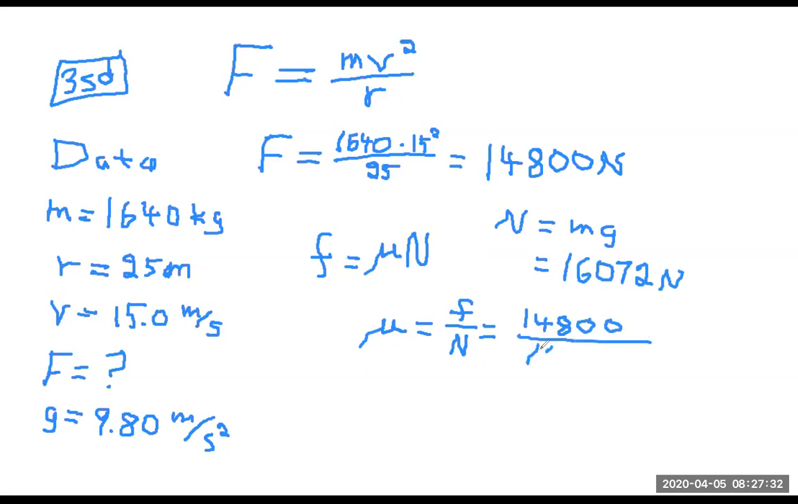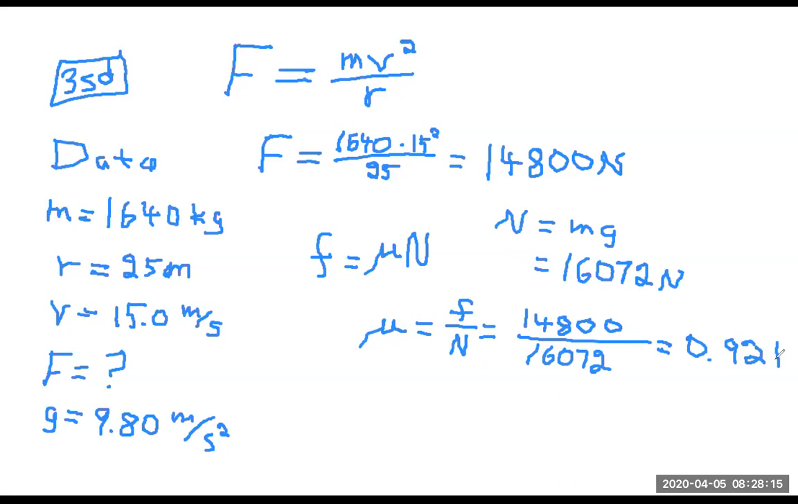By 16,072. Okay, and I can see that it's a number that's less than 1, but it's up pretty close. And I worked this one out already, so it's 0.921. And that's up in the range of rubber and concrete. Okay, so now you need 14,800 to stay on the road, and friction is giving it to you because you've got enough of a coefficient to do that.